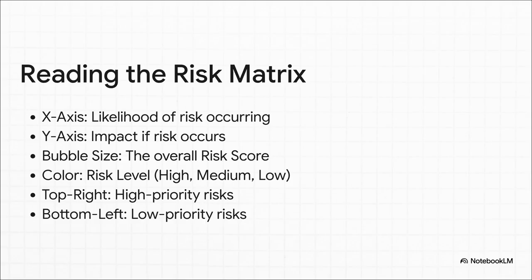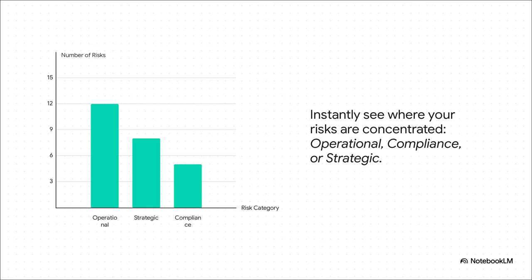So what are you looking for? Your eyes should go straight to the top right corner. The big red bubbles there, those are your top priorities. And visualization isn't just about one master chart either. You can also whip up these really simple summaries, like this bar chart here. In an instant, you can see if most of your risks are, say, operational, or if you have a big compliance problem. It gives you that 30,000-foot view in seconds.